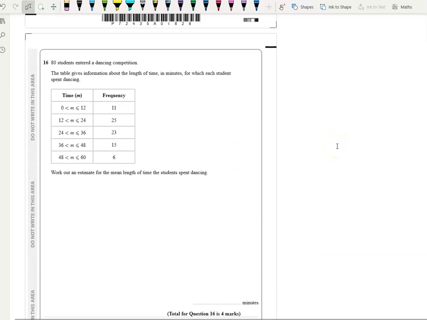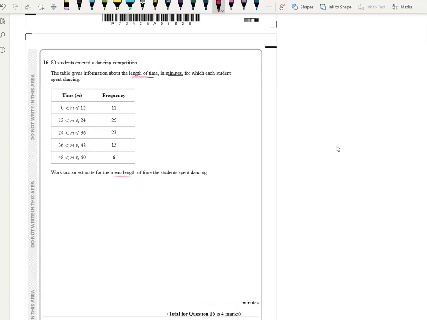Number 16. 80 students entered a dancing competition. The table gives you information about the length of time in minutes for which each student spent dancing. So time is given, frequency is given. Work out an estimate for the mean length of time the students spent dancing.